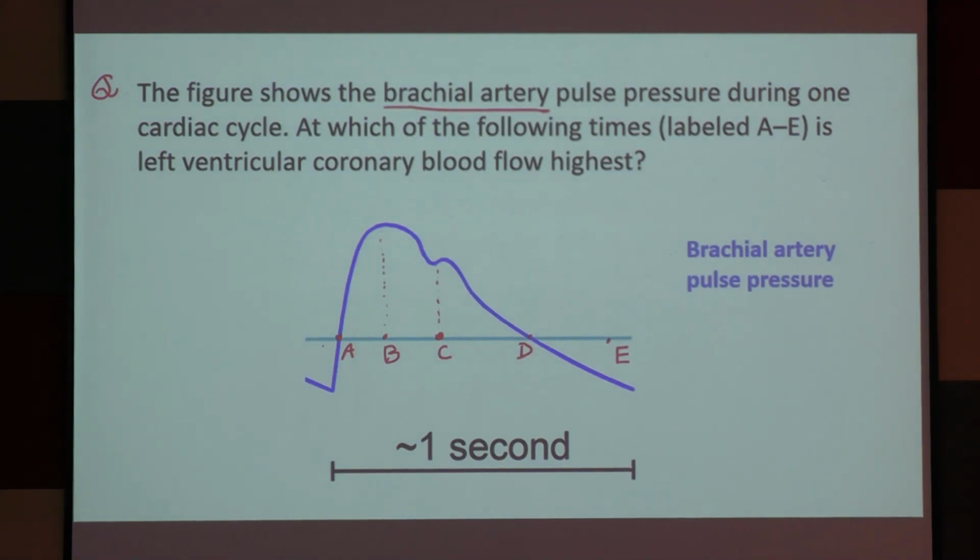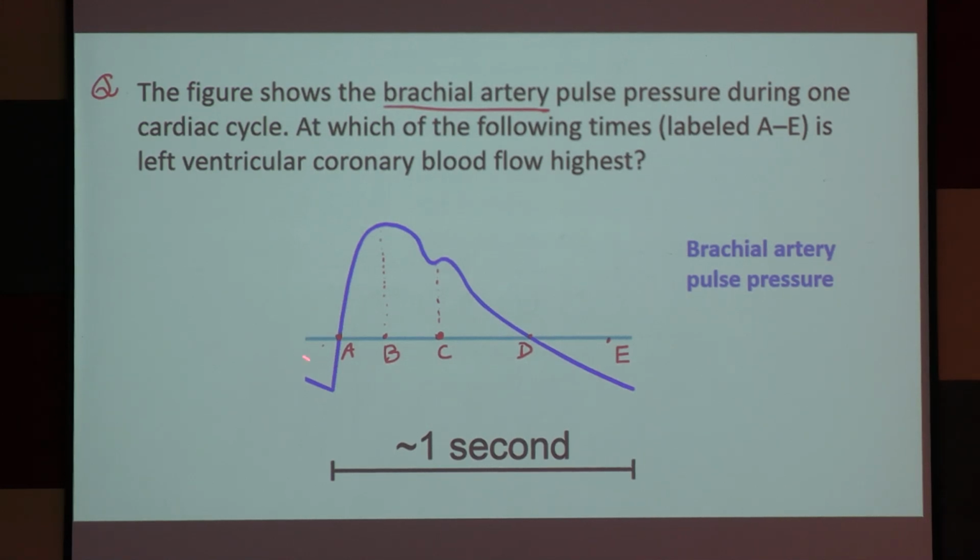The figure shows the brachial artery pulsation, or pulse pressure tracing, during one cardiac cycle. At which point from A to E is the left ventricular coronary blood flow highest? I taught arterial pulse, but maybe to one or three batches, I don't remember.